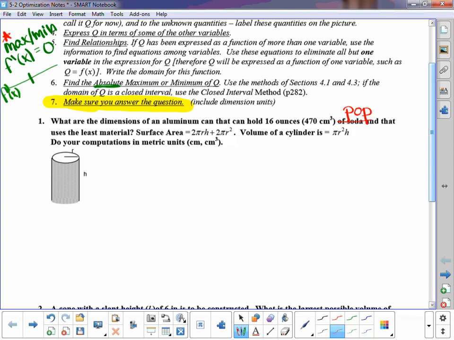Anybody in here want to confess to saying pop instead of soda? No one? I haven't gotten a single student yet to say yes to that. Pop, as some of us call it.